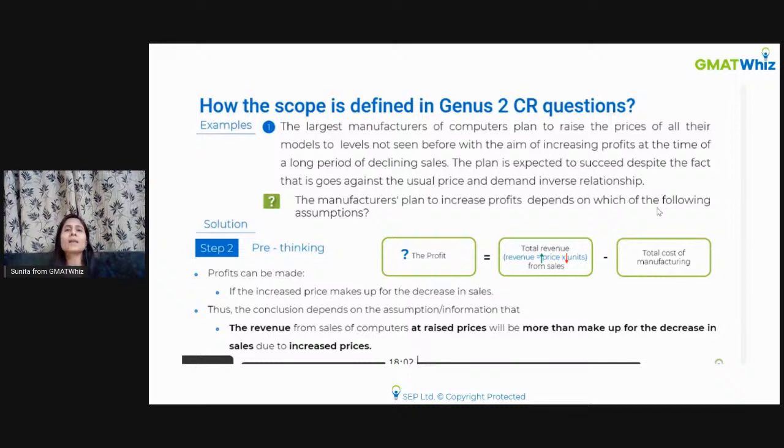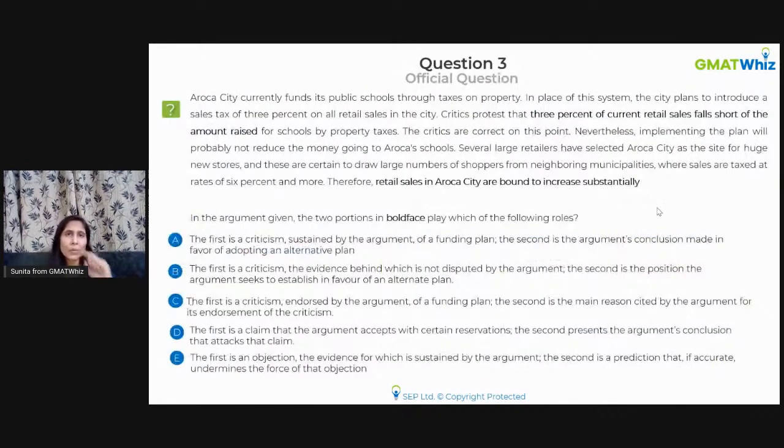This is something our students learn on the platform. And if you want to understand how to eliminate the incorrect answer choices because they are out of scope, you also need to learn how to identify and define that scope in the first place. So, very, very important.